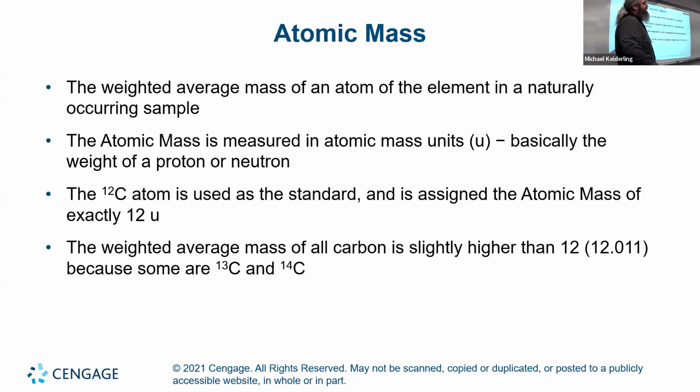So if you look at a periodic table, like the one on the wall over there, there will be an atomic mass listed. That is the average atomic mass for naturally occurring material. It will not be a full number. It's a weighted average mass for an element in a naturally occurring sample.